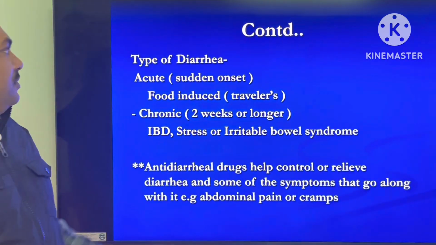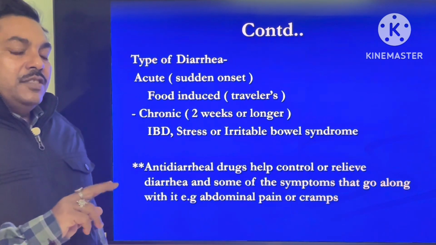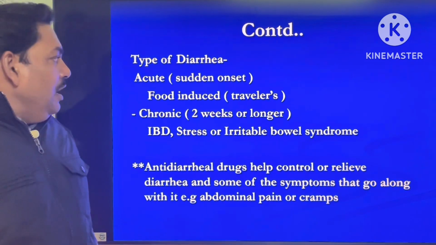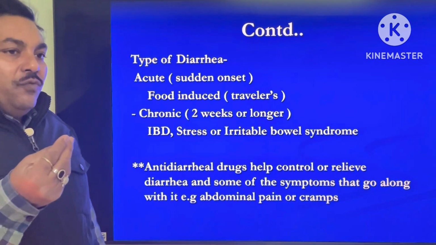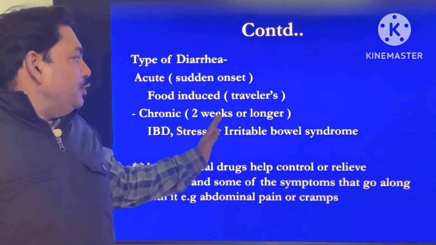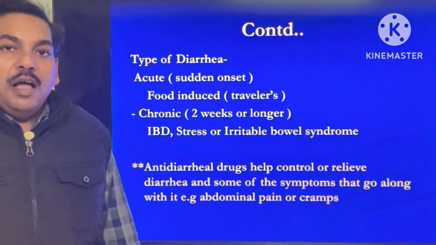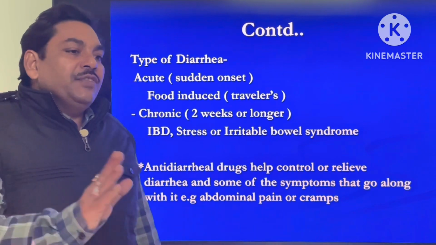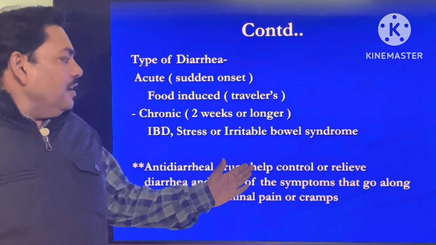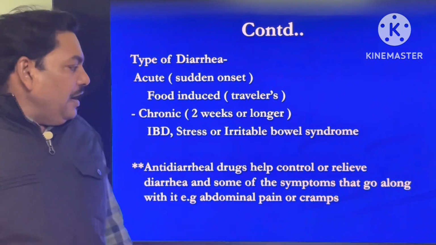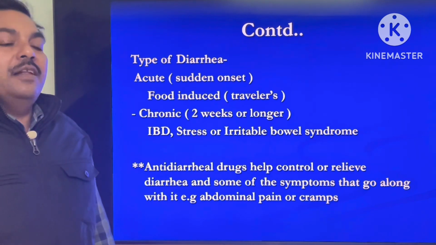Okay, next. Types of diarrhea. The acute type has a sudden onset, one or two episodes, occurring during traveling or after undigested food. But chronic diarrhea lasts two weeks or longer and is induced by stress, irritable bowel movement, rotavirus infections, or bacterial infections. The antidiarrheal drug controls and relieves diarrhea and also its symptoms like pain and cramps inside the stomach.